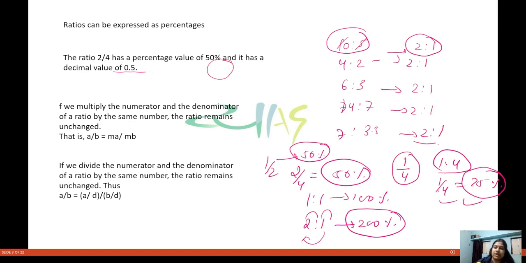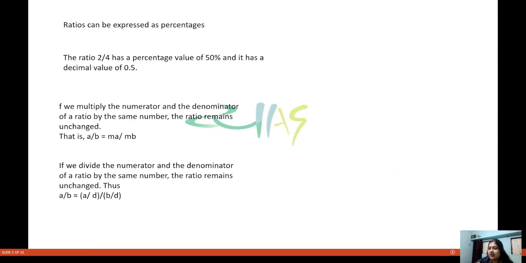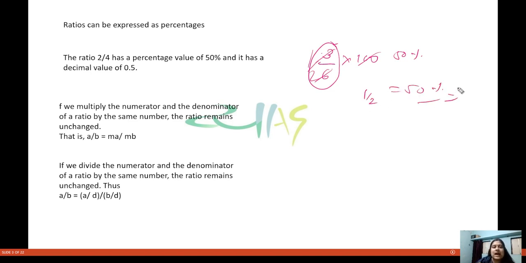So see, conversion of ratio to percentages is very easy. You just take anything like 3 by 6 into 100, which means you are converting this ratio into a percentage. So that means 50%. 3 by 6 is 1 is to 2, which is 50%. This is the relation between percentages and ratio.